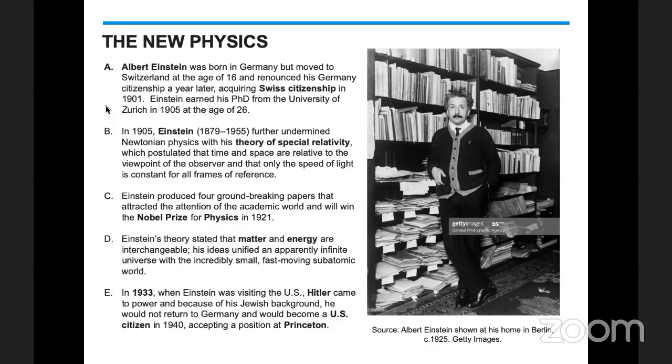He will win the Nobel Prize for Physics in 1921, and his theory will state that matter and energy are interchangeable. His ideas unified an apparently infinite universe with the incredibly small, fast-moving subatomic world. Why this all matters is because we have these new developments in physics, which governments are later going to capitalize on. In 1933, when Einstein was visiting the United States, Hitler came to power. And because of Einstein's Jewish background, he would decide not to return to Germany. He'll eventually become a US citizen in 1940 and he'll accept a position at Princeton.